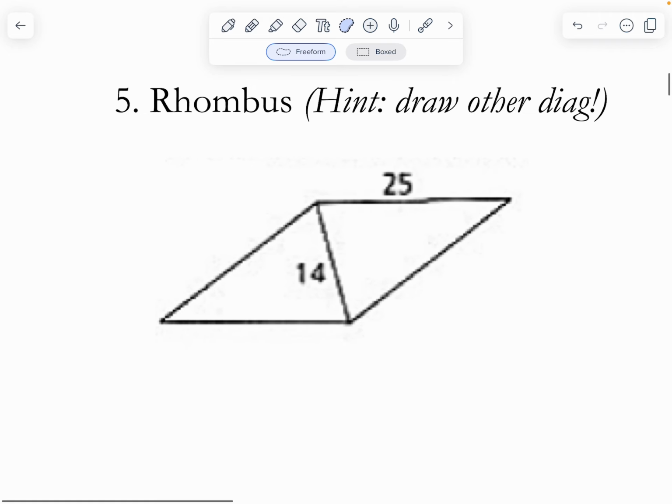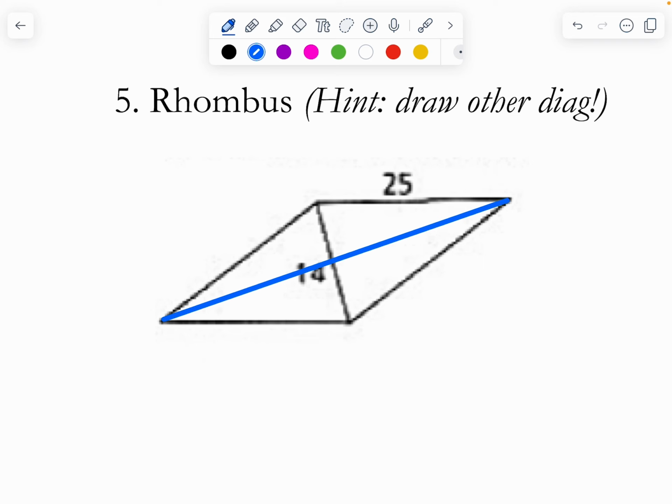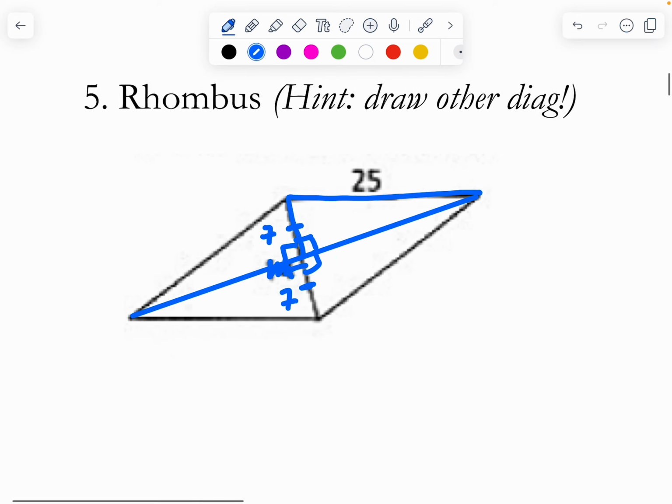This one, I know some students were having an issue. So I'm going to start it, but I'm not going to finish it. Right, so we have this diagonal. Remember that rhombuses have 90-degree triangles, and the diagonals bisect each other. So if this whole thing is 14, then this has to be 7, this has to be 7, and now I want you to go ahead and use this triangle here to find x.